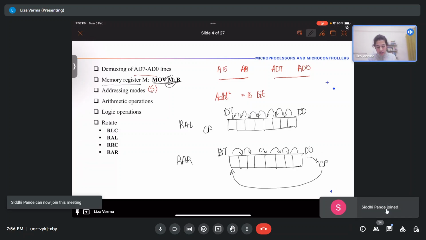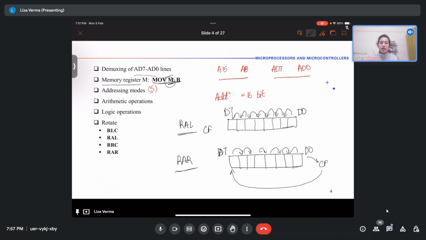No, but see, this is parallel to RAR and is comparable to RAR only. Here you see D0 was going to carry flag and carry flag is then going to D7. In RAL, ma'am, D7 goes to carry flag and carry flag goes to D0. So this goes to carry flag and carry flag goes to D0.